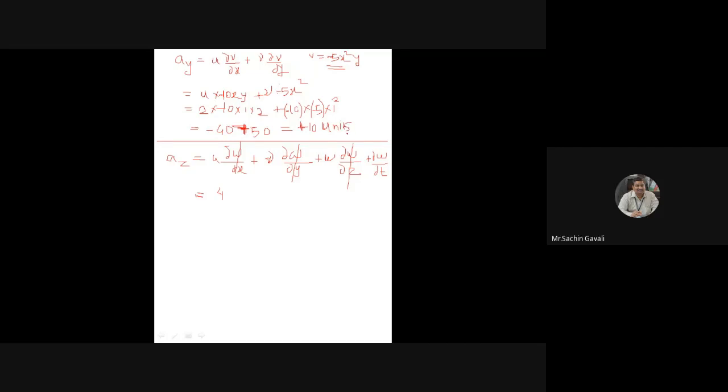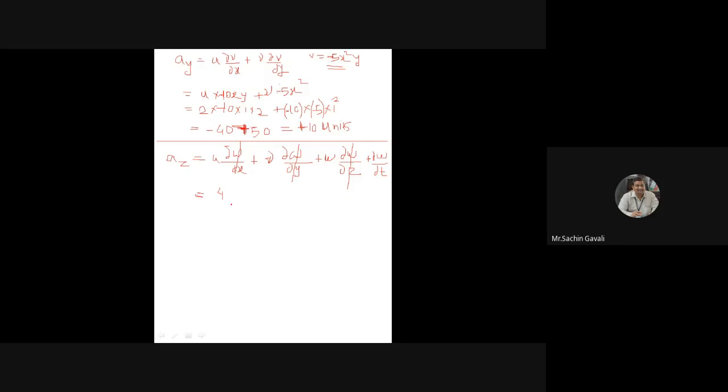So again, this is a lesson for everybody, that if one sign we are taking differently, and if concentration is not there, then how we can make mistakes. This is a good example. So minus 40 plus 50 is equal to 10 units.